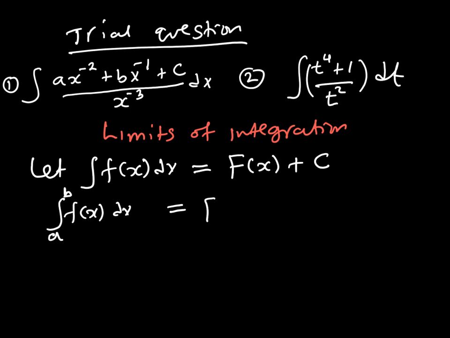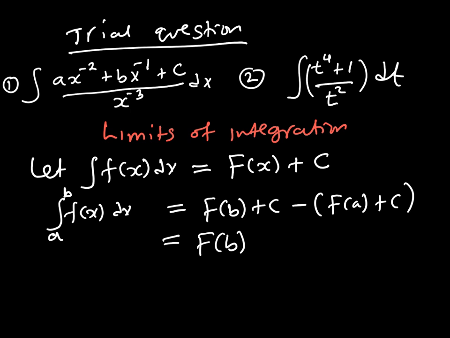This will be F of the upper limit, which is b, plus c, minus F of a plus c. So if you open the bracket, you end up with F of b minus F of a. The constant of integration cancels out when you are feeding in the limits after integration. Okay, the lower limit is subtracted from the upper limit. You feed the limits in the function you obtain after integrating.